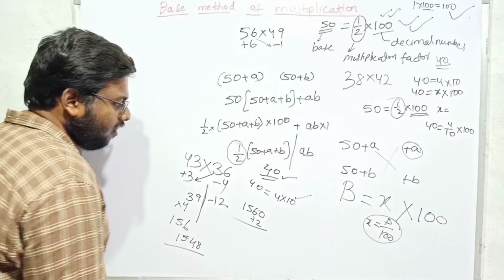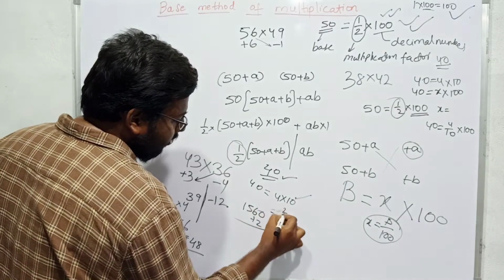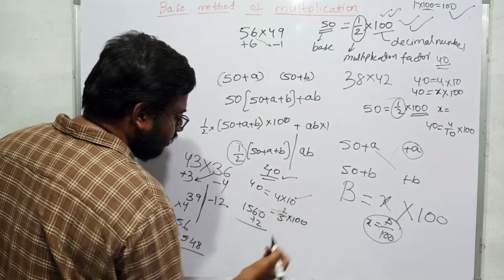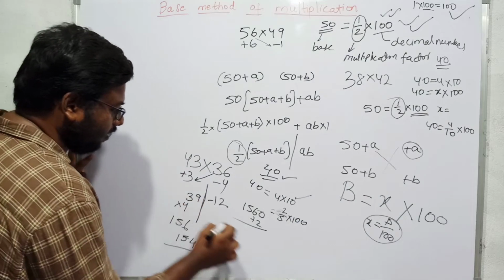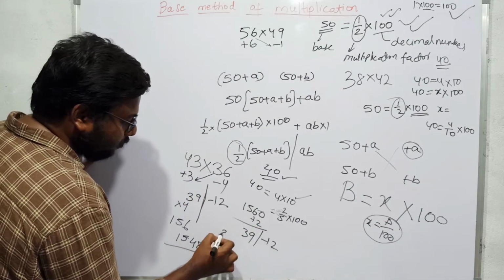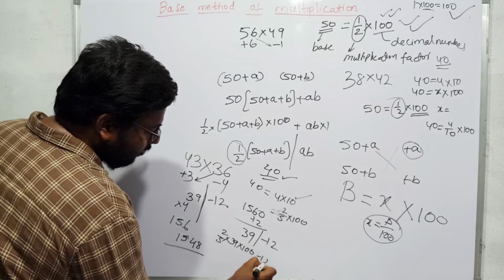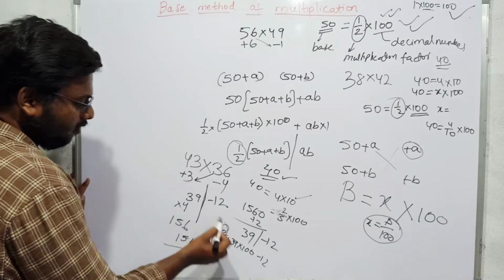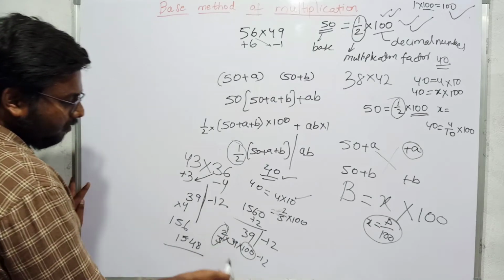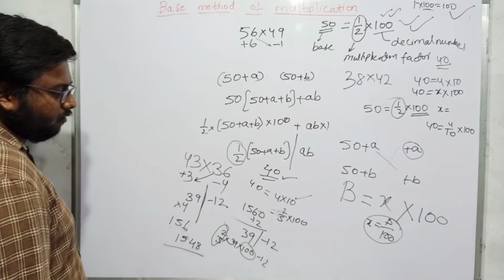Otherwise, you can calculate on 4 by 10 into 100, that is 2 by 5 into 100. No problem, you can calculate like that also. This is up to now the same, minus 12. And you can multiply this with 2 by 5 into 39 into 100 minus 12. The result will be the same, because 2 by 5 into 100 is nothing but 40. 39 into 40 is 1560 minus 12, 1548. You will get the same result.